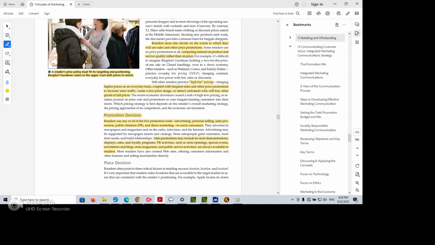So you have your promotion decision. How are you going to promote the product in terms of its advertising? Then we have the place decision. Where are we going to place a product or service? Is it going to be in person, as in brick and mortar, or is it going to be over the internet? The two major ideas.